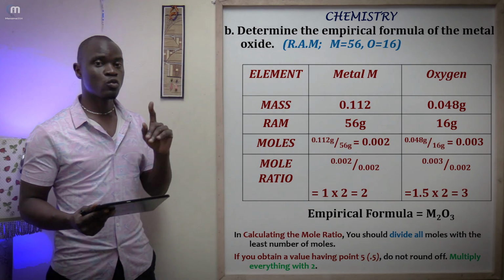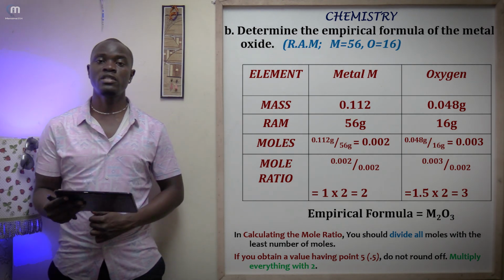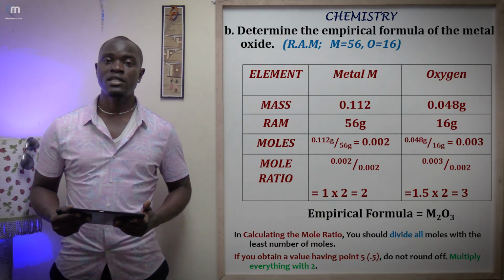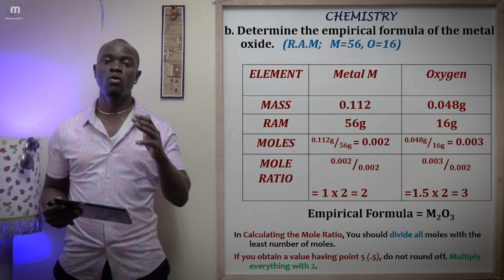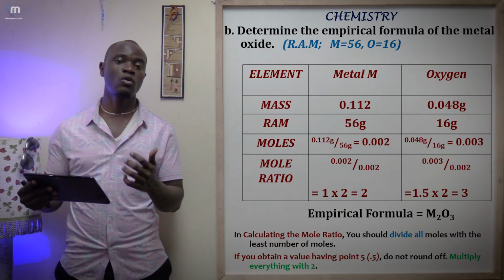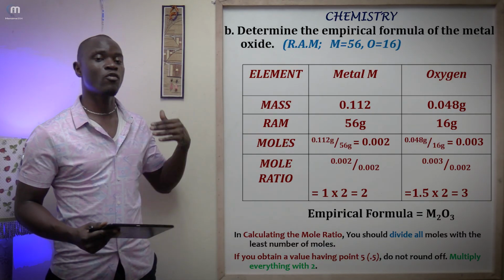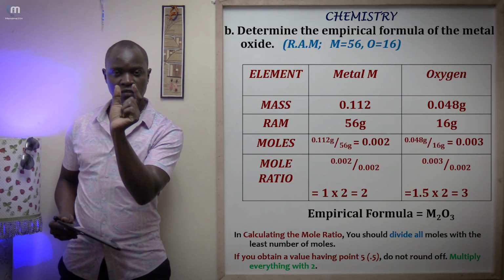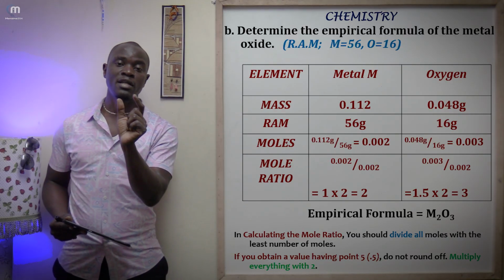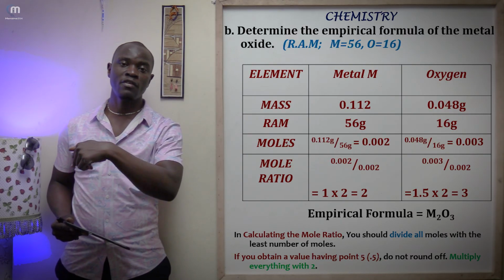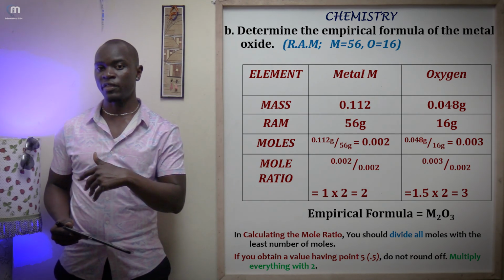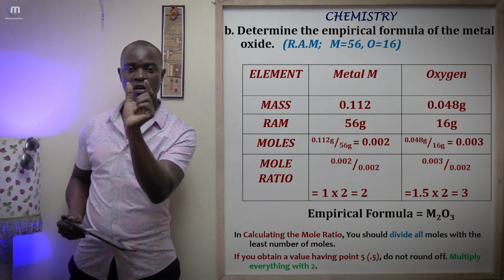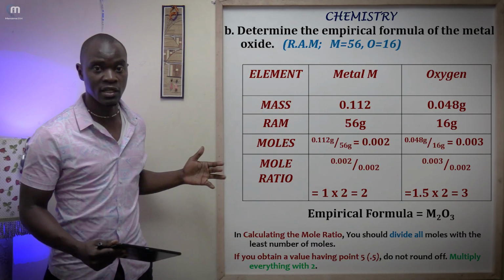For metal M, the mole ratio is 1. For the next one, which is oxygen, the mole ratio is 1.5. The other thing we should remember is that the mole ratio should always be a whole number, rounded off to the nearest whole number. Here, since we have 1 and 1.5, the value is at 5. Remember, if the value is at 5, you should never round off. But if the value was 6, 7, 8, 9, we could round it off. If the value was 4, 3, 2, 1, we could round it off. But now, since the value is 1.5, I'm looking at oxygen, that is what I mean.